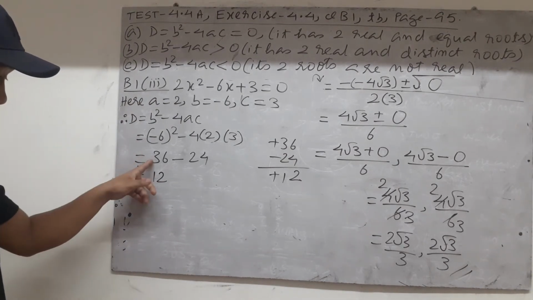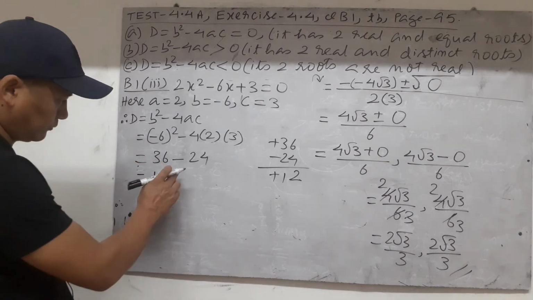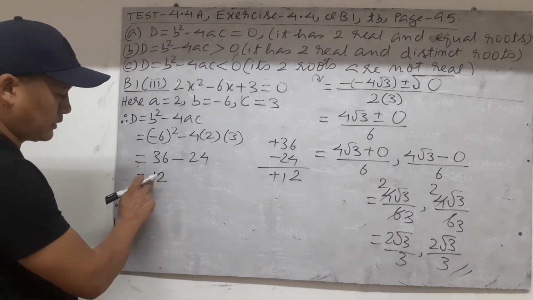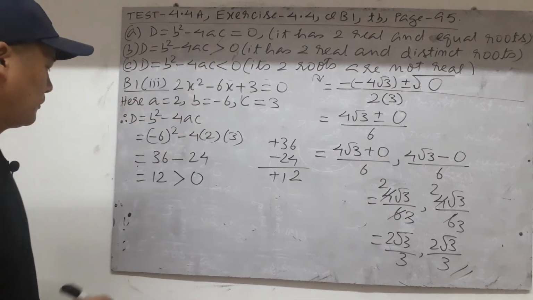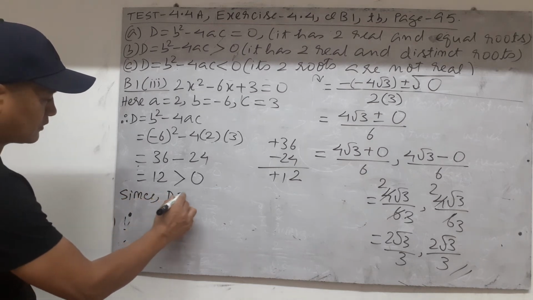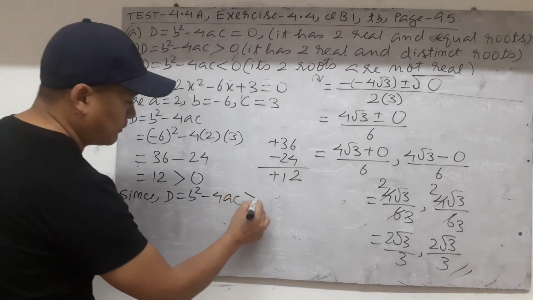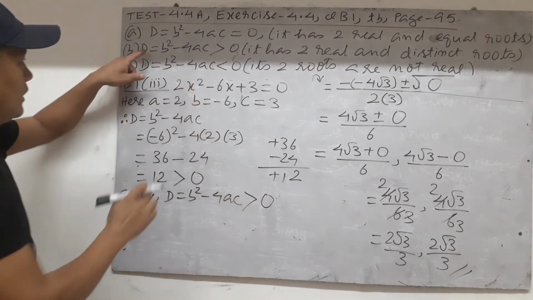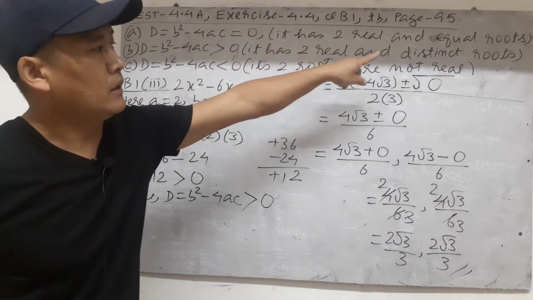In other words, plus 36 minus 24 is plus 12, which is definitely greater than 0. So you can write one more step to make it clear. Since the value of d is equal to b square minus 4ac, this one, 12, is definitely greater than 0. D equal to b square minus 4ac greater than 0. So it has two real and distinct roots.